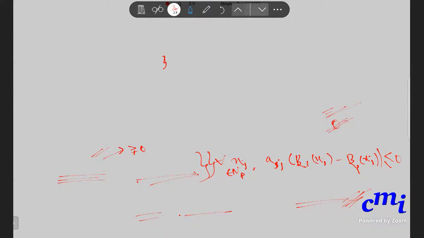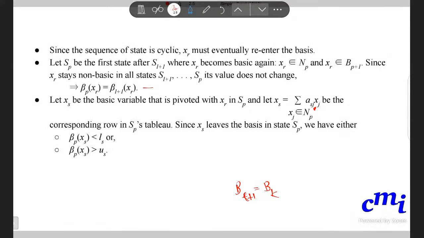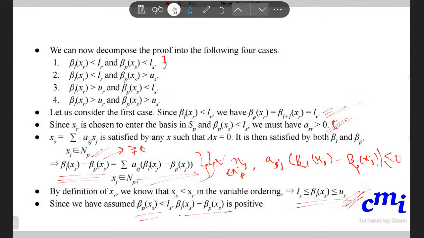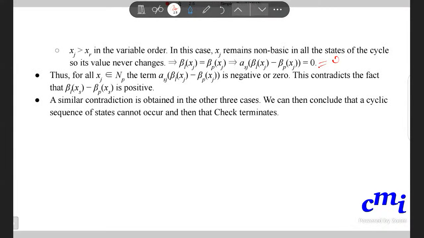So what we have proved is basically all the terms in this are less than. Sorry. Okay. I think you had the right slide. Yeah. So all these terms are less than or equal to 0. For each xj belonging to NP, these are lesser than or equal to 0. And this side is positive, so therefore there's a contradiction. So for all terms, this is negative or 0. This contradicts the fact that beta L of xs minus beta P of xs is positive. Yeah, so similarly, you can also prove it for all.